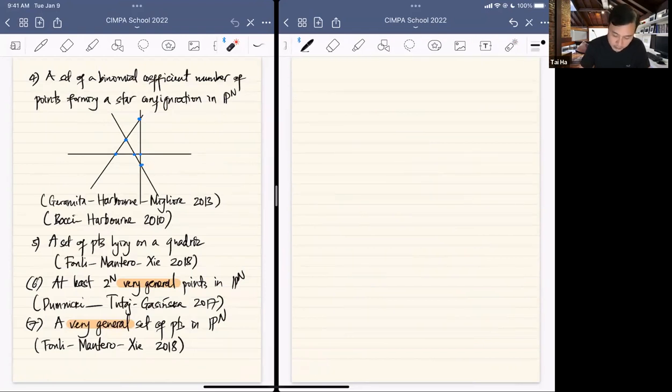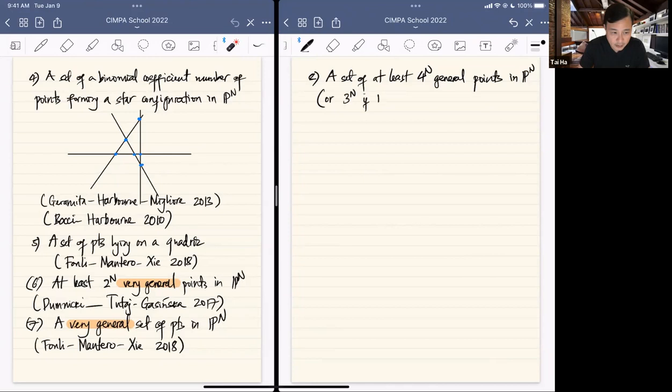So we also work on this conjecture, and our result is a set of at least 4 to the n general points in Pn. Or you can improve 4 to the n to 3 to the n if n is at least 4. And you can also improve it to 2 to the n if n is at least 9.